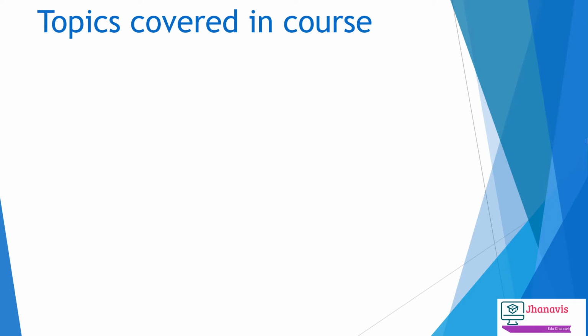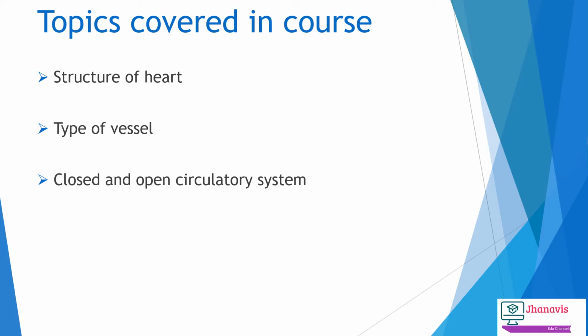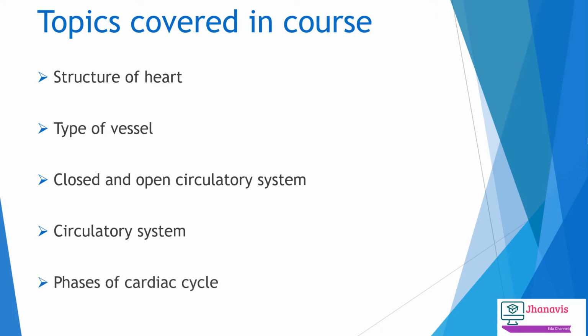What are the things we are going to cover in this video? We are going to cover the structure of the heart, the types of vessels which are present in our body. We'll talk about two types of circulatory system, namely closed and open circulatory system. We will study the pathway, how the blood will flow through the various parts of our body, that is the circulatory system, and we will study the phases of the cardiac cycle. These are the things which I am going to cover in this video.